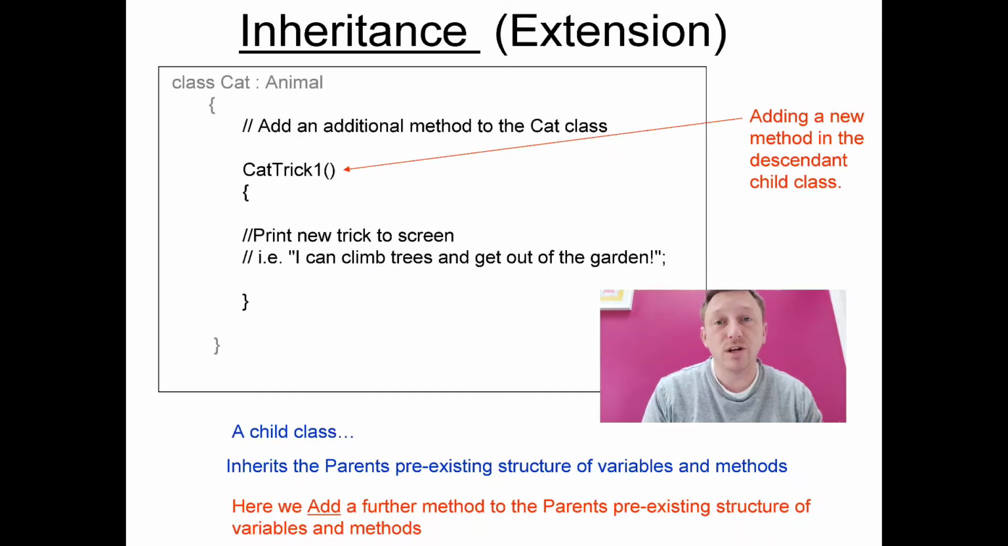Having looked at the demonstration of how to modify a child class, let's have a look at an extension. An extension is basically taking what you've got and just completely adding new methods. So in this example here of the cat, we've added cat trick. This will be a method that only belongs to the cats, and it will basically do a screen printout that says I can climb trees and get out of a garden, and I will show you the dog one very similarly in the next slide.